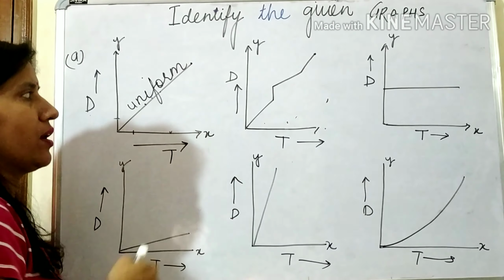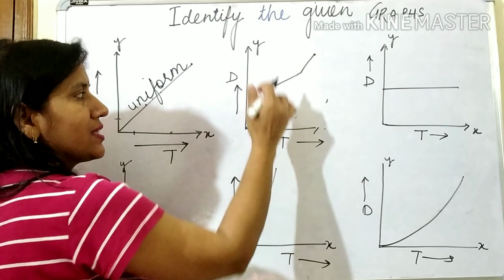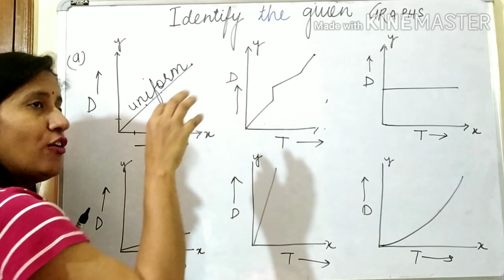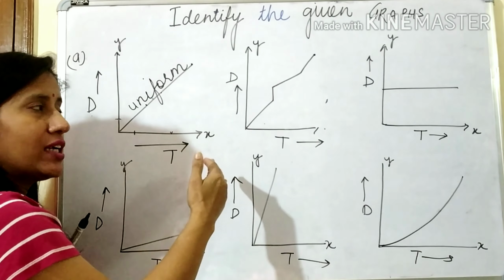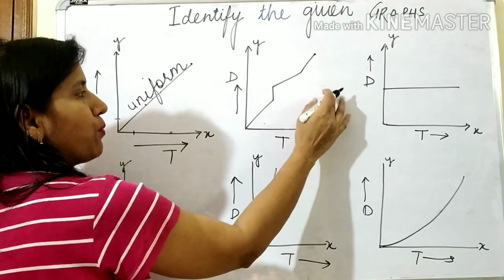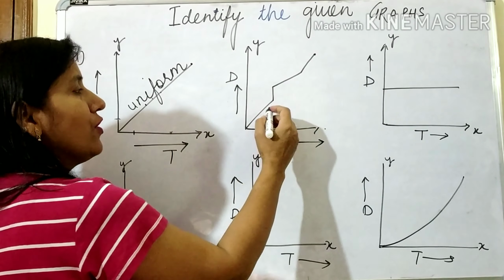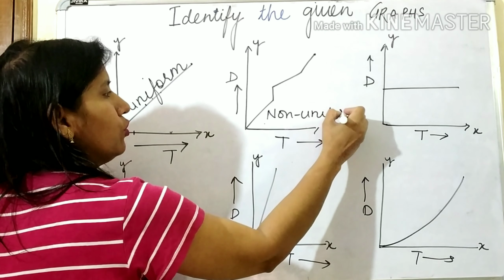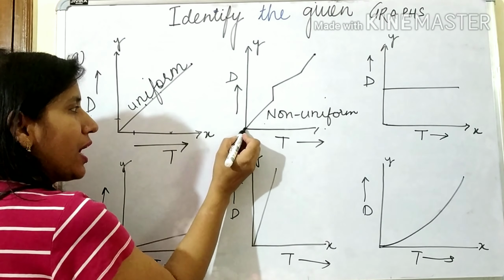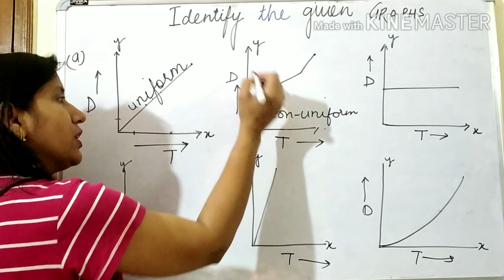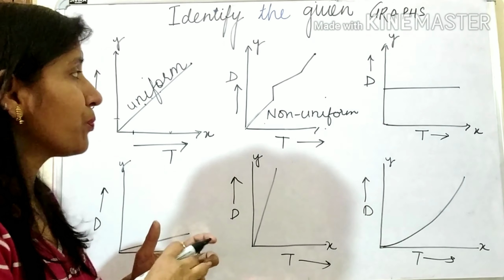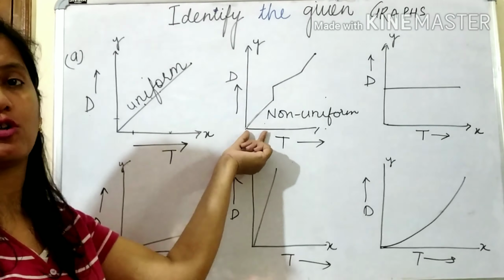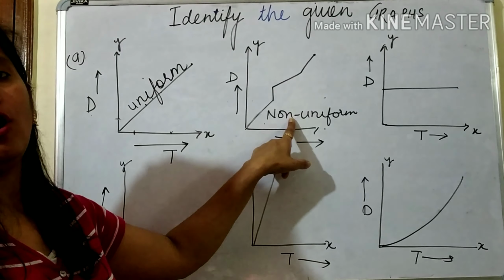Next, come to the second one. Zigzag. If a graph is zigzag, that means the moving object went straight for a while, then it took some rest or it changed direction. Fine. So this type of graph is non-uniform. Why? Tell me why. Think: here its speed was exactly the same, but when it took a turn, the speed must have become a little slow. So it is not uniform, meaning equal distances are not traveled in equal amounts of time. Fine. So it is non-uniform.